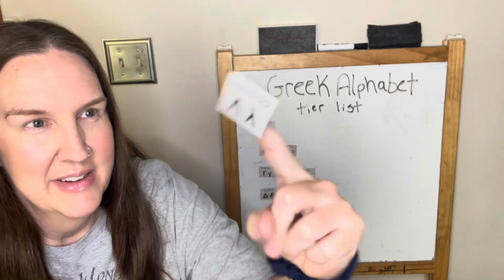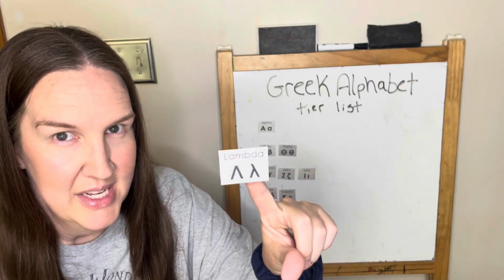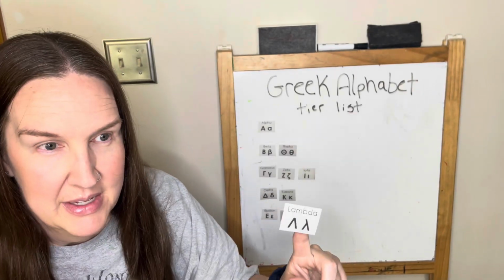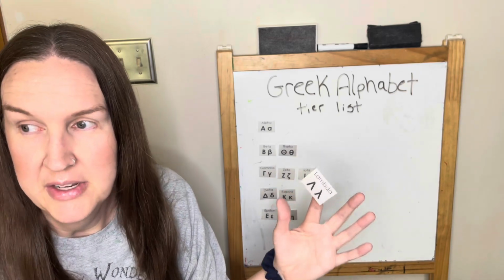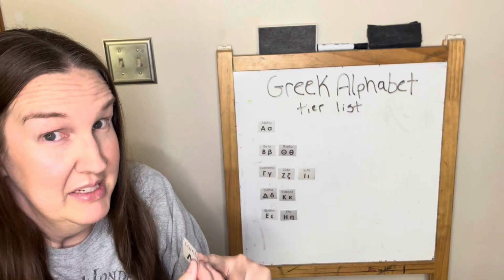The next one is lambda. Now I like this one. It's an upside down V, upside down Y, and just the word lambda, it sounds like lamb, kind of sounds like my name, like Amanda, lambda, I don't know. I'm gonna give this to the B tier.